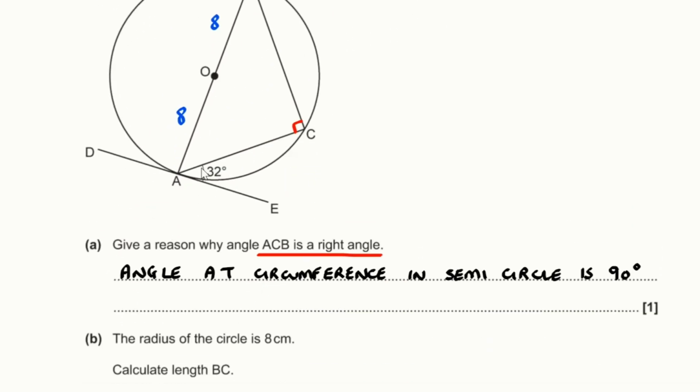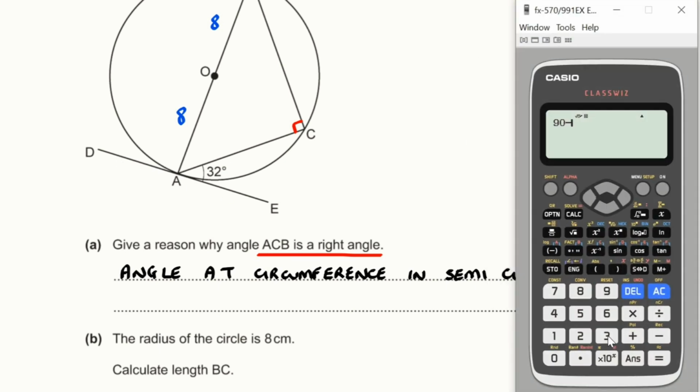Now, we also know what the angle here is. We've got the tangent and the radius, which are perpendicular to each other. 90 minus 32 is 58. So the angle here is 58 degrees.